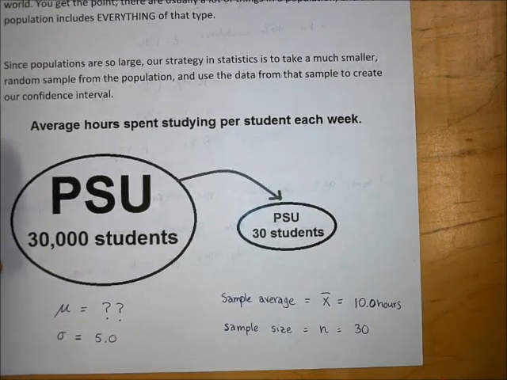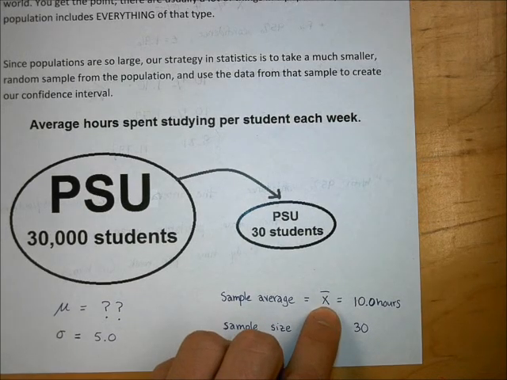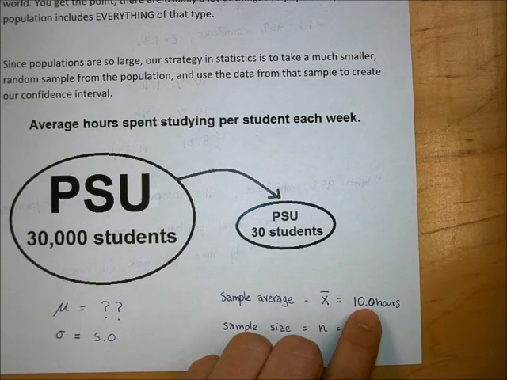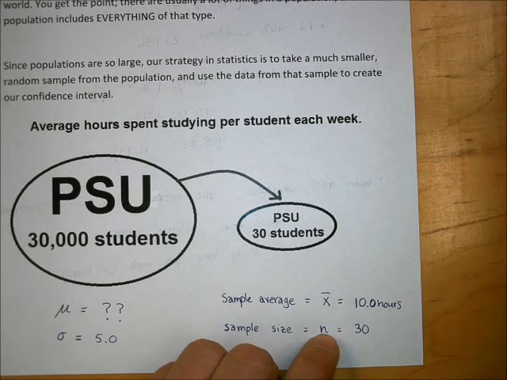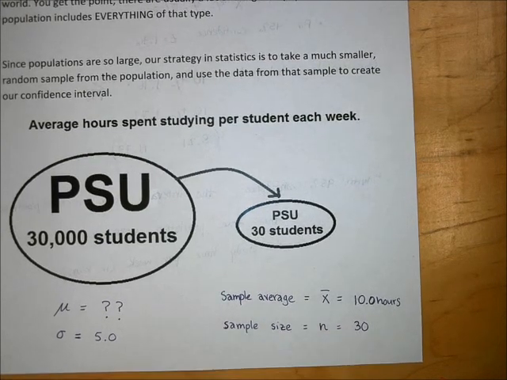So we gather our sample, we'll say 30 students this time, and we calculate our sample average, which we call x bar, just x with a bar over the top, and we calculate that to be about 10 hours. The sample size in this case, which we refer to as n for shorthand, was 30. Now that we have some information from the sample, what do we do with those statistics? That x bar equals 10, what are we supposed to do with that?